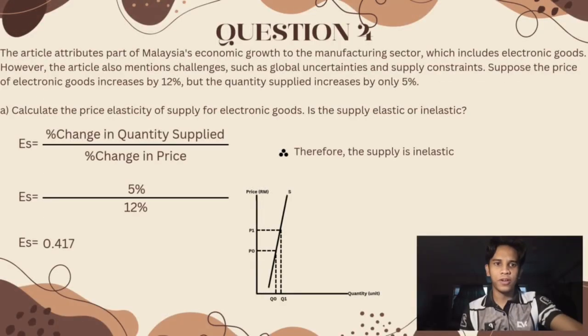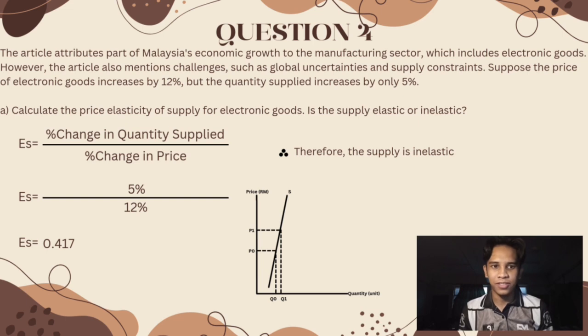For question 4a, it asks us to calculate the price elasticity of supply for electronic goods. Is the supply elastic or inelastic? To decide whether the supply is elastic or inelastic, we need to use the elasticity of supply equation, which is change in quantity supplied divided by change in price. That is 5% divided by 12%, and we will get the answer, which is 0.417. 0.417 is less than 1. So therefore, the supply is inelastic.